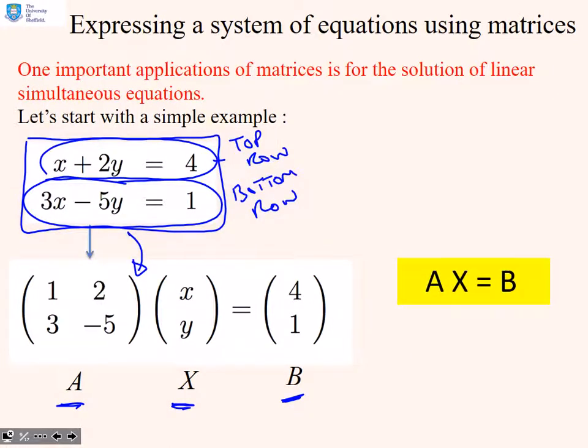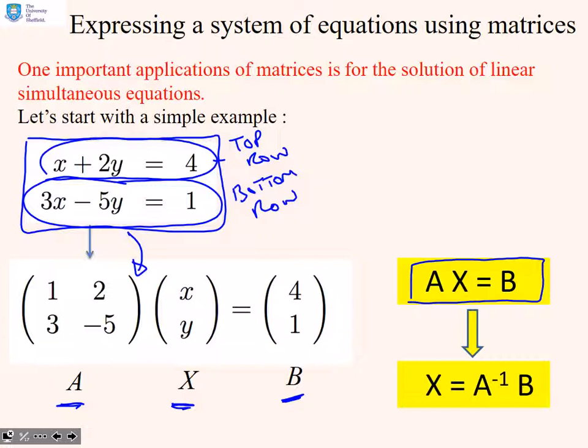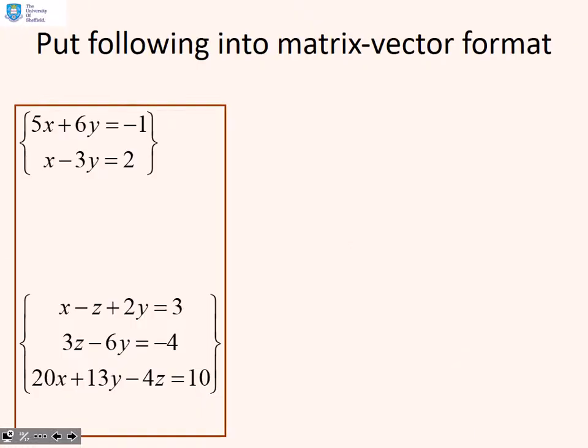Now, this means I can write my simultaneous equations as AX equals B. And I can solve it by writing X equals A inverse B. Now, we'll come back to defining how you work out A inverse in a few videos' time. But for now, you can see the principle that assuming A inverse exists, you can write the solution for X by inspection.